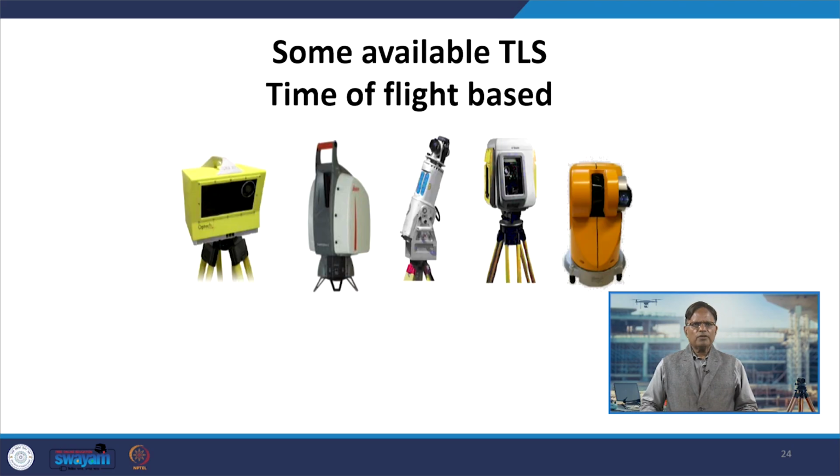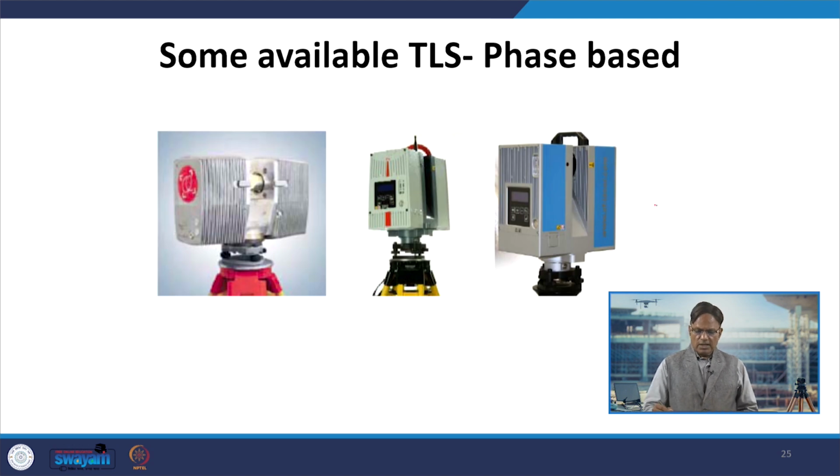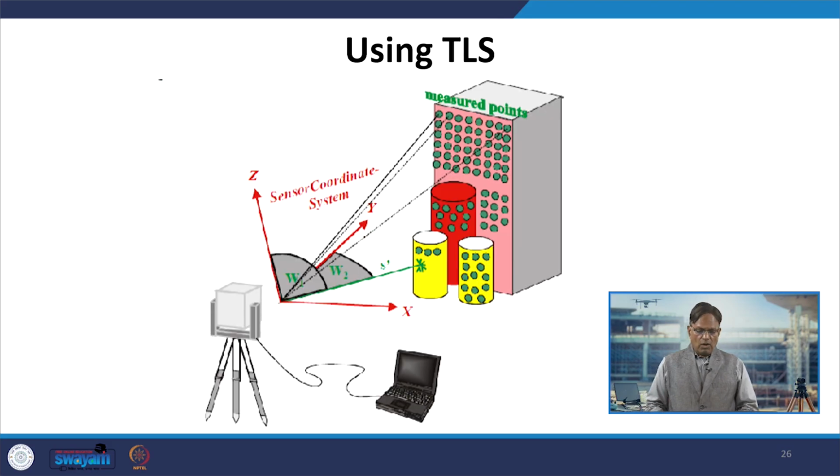These are some of the available terrestrial laser scanners which measure the time of flight. They record the time, and this time is used to compute the distance between the laser scanner and the object. There are some TLS which are phase based. They measure the phase difference, and using that phase difference you get the distance and the range. This is how TLS is used in the field.